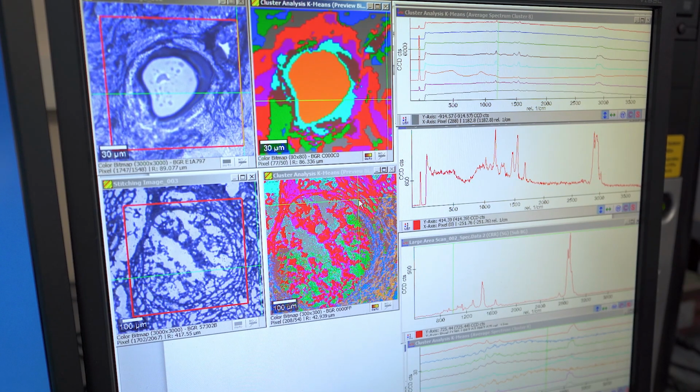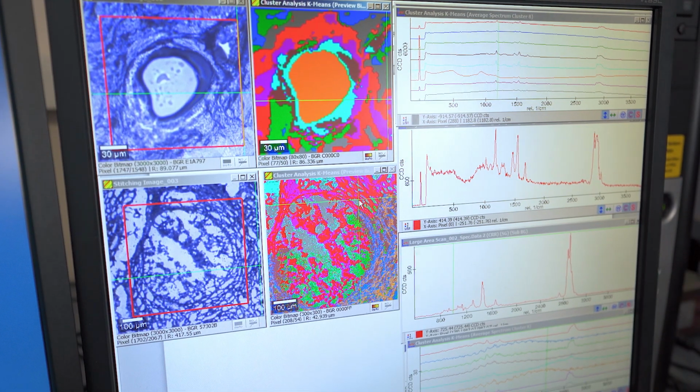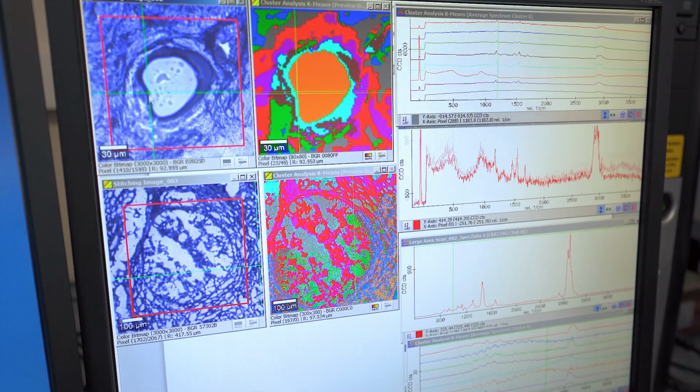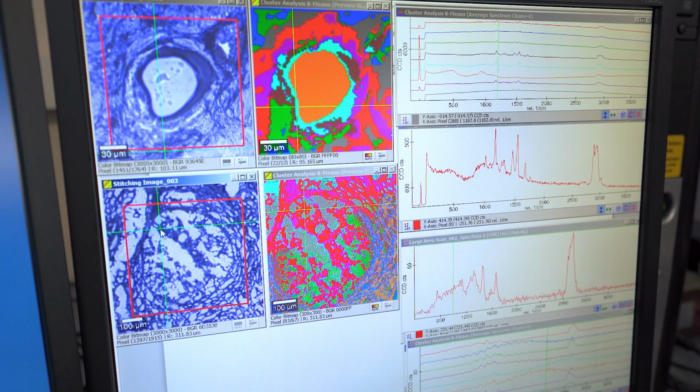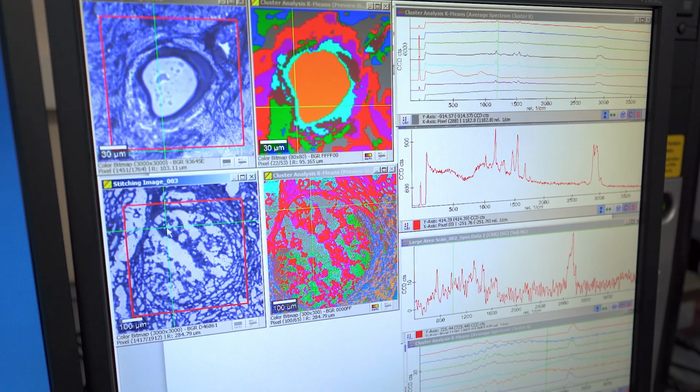Using this system, we can also obtain information about localization of biochemical components. Using this system, we can also perform atomic force microscopy and scanning near-field optical microscopy analysis without sample transfer.